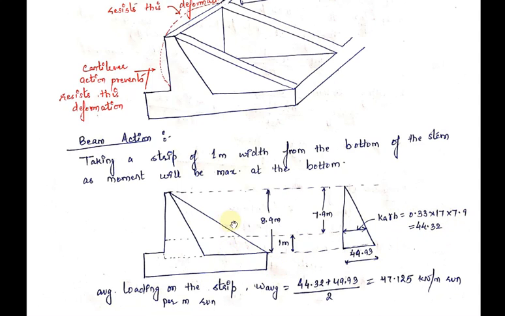Now if you see this strip, you will come to know that two pressure intensities are acting on it. One is 44.32 at the top of the strip and 49.93 at the base of the strip. Therefore, we will take the average of the two values. The average loading on the strip per meter run will be (44.32 plus 49.93) divided by 2. So I will get W average as 47.125 kilonewton per meter run.